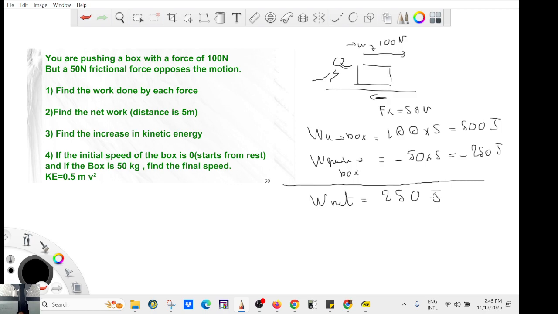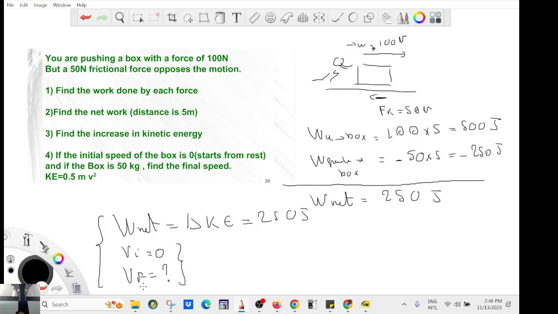So it has a net increase in kinetic energy because the work goes to kinetic energy. So it's going to move faster. Okay, so we're going to say that the net work equals the change in kinetic energy, which is 250 joules. And then it says initial velocity is 0, final velocity, I don't know.